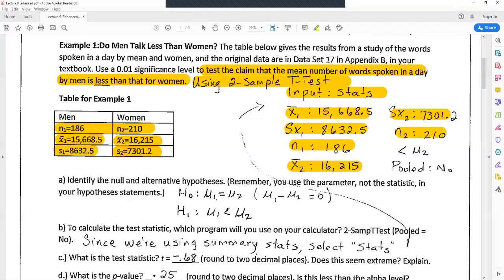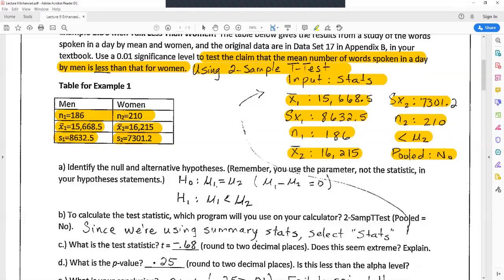Please be aware that the order of the information in the table may not be the same as the input order on the calculator, so double check to make sure that you're actually entering things in the right section. And for this class, we will always choose no when they ask if it is a pooled situation for the standard deviation.